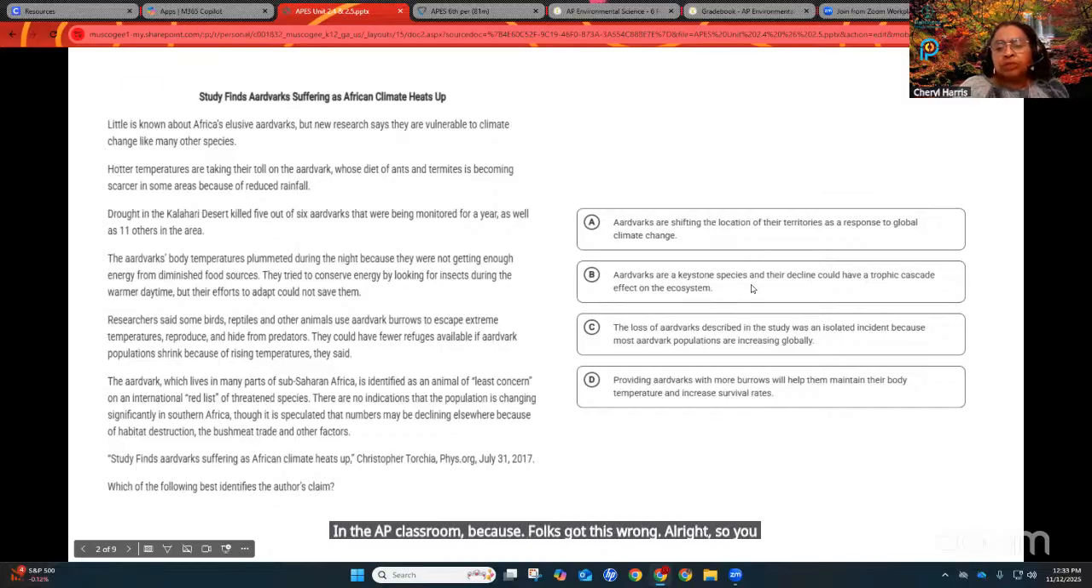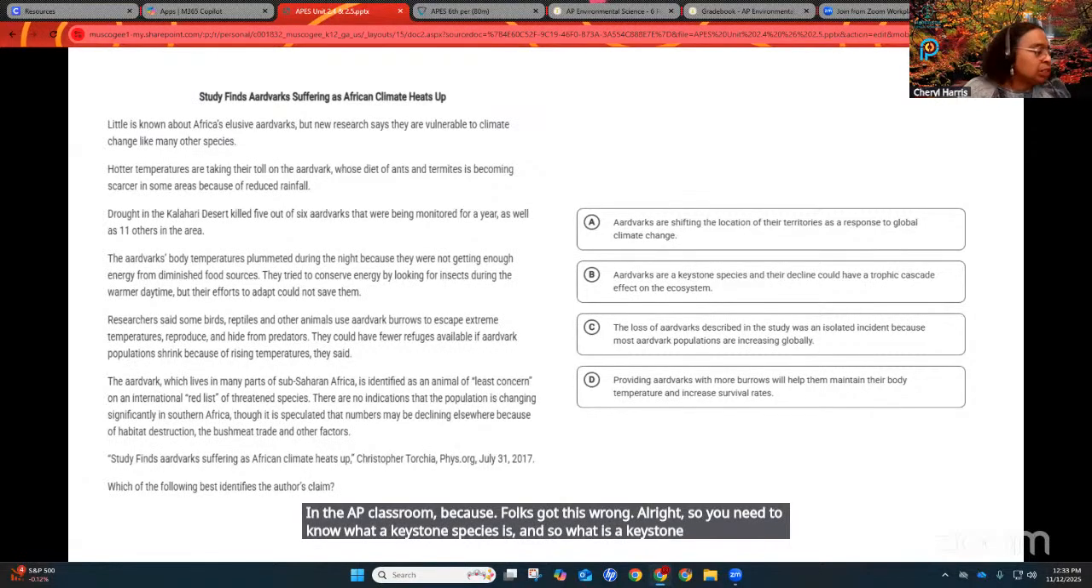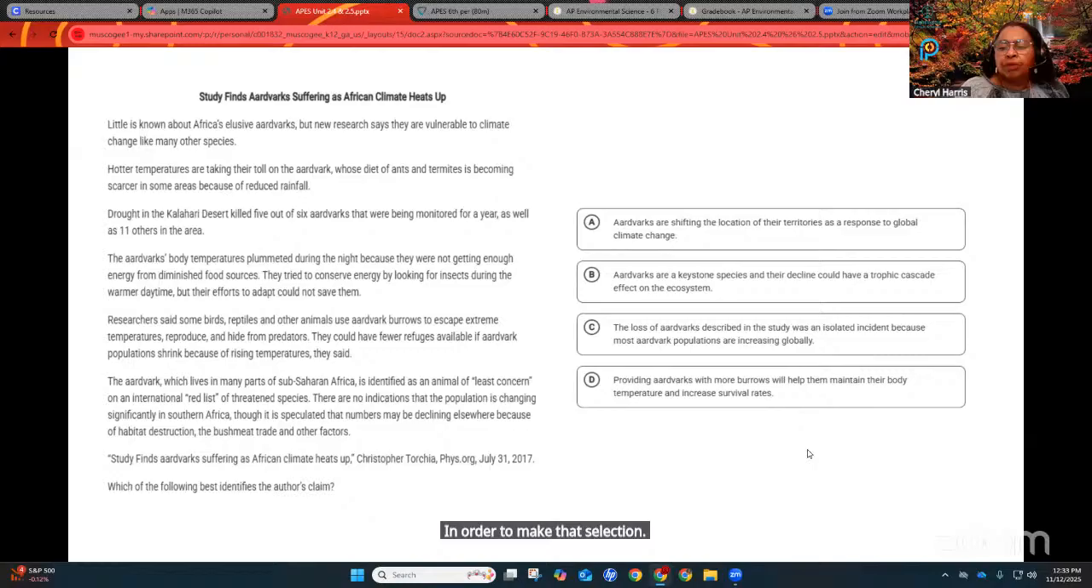All right, so you need to know what a keystone species is. And so what is a keystone species? Somebody look it up, type it, put it in the chat. In order to make that selection, you have to know what a keystone species is. And again, if you type it in the chat, please send it to everybody. Anybody trying to answer the question? What is a keystone species? Somebody type it in the chat.